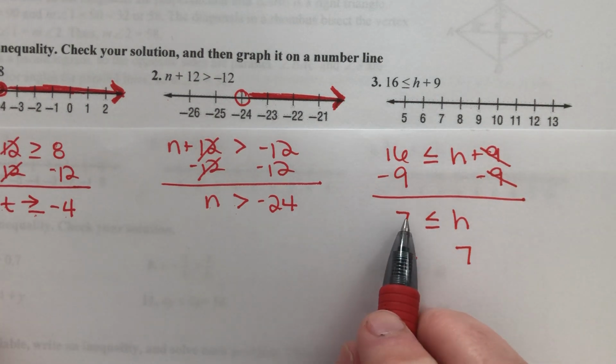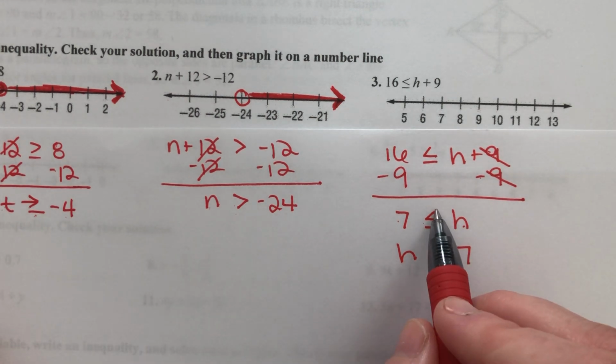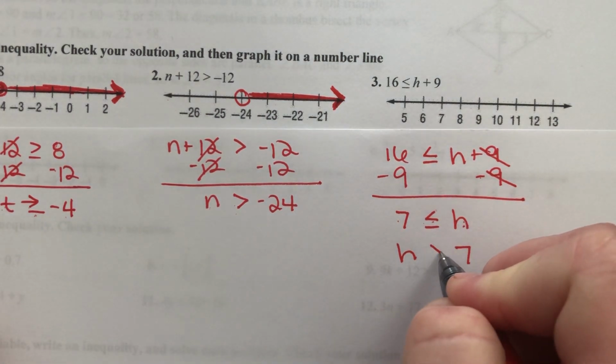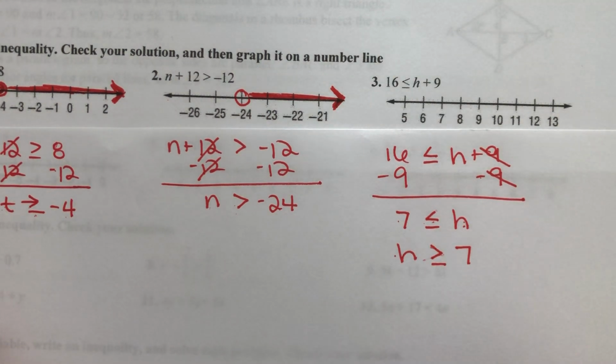And then this is saying that h is greater than 7, or 7 is less than h, right? So I want to keep that the same. The mouth is open towards the h, so I got to keep it open towards the h. h can be greater than or equal to 7.